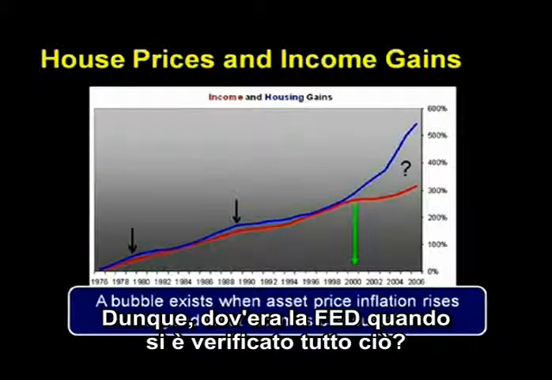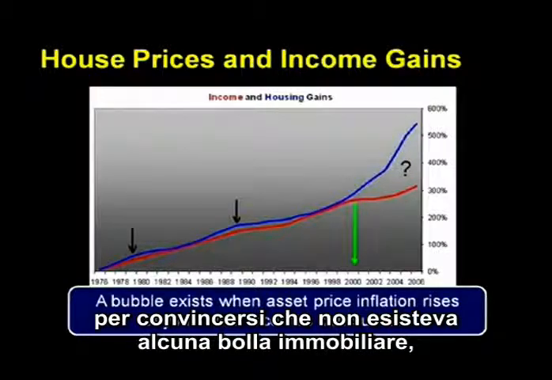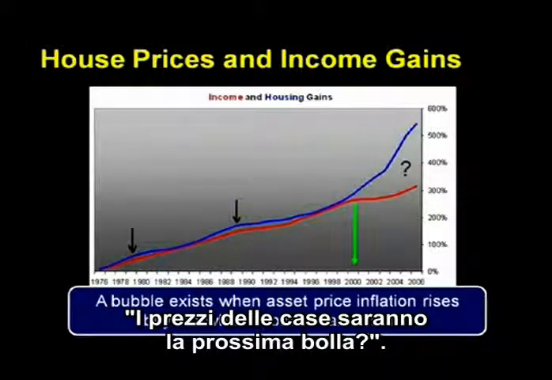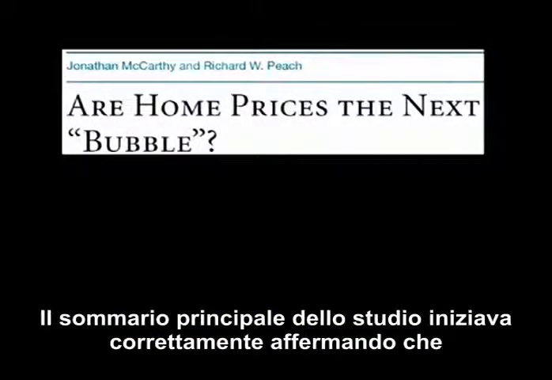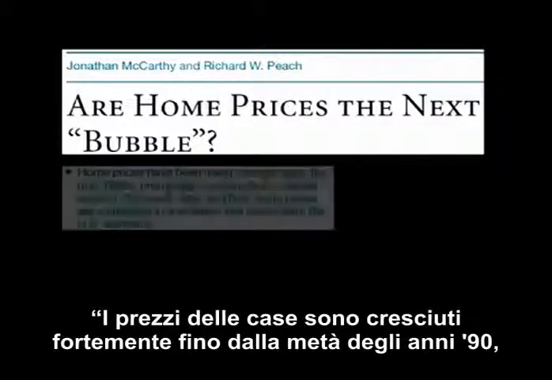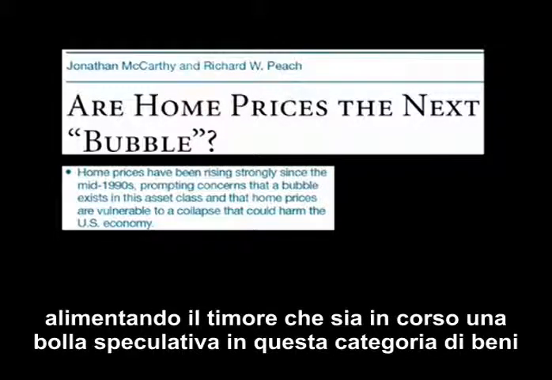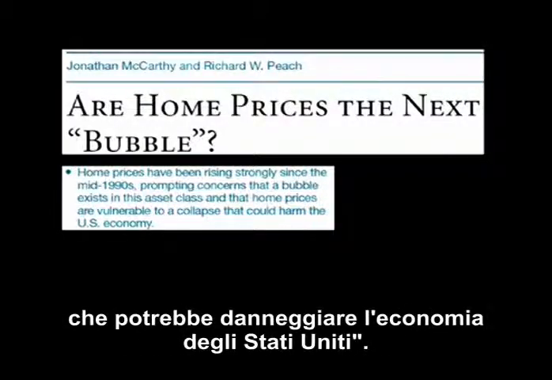So where was the Fed during all of this? Well, they were busy writing research papers convincing themselves that there was no housing bubble, as seen in this 2004 Fed study entitled, "Are Home Prices the Next Bubble?" The main summary of the study started off on a good note, stating, home prices have been rising strongly since the mid-1990s, prompting concerns that a bubble exists in this asset class and that home prices are vulnerable to a collapse that could harm the U.S.